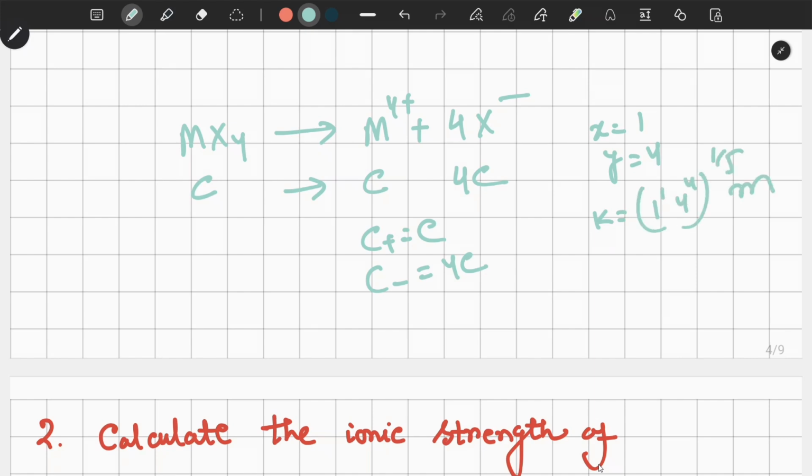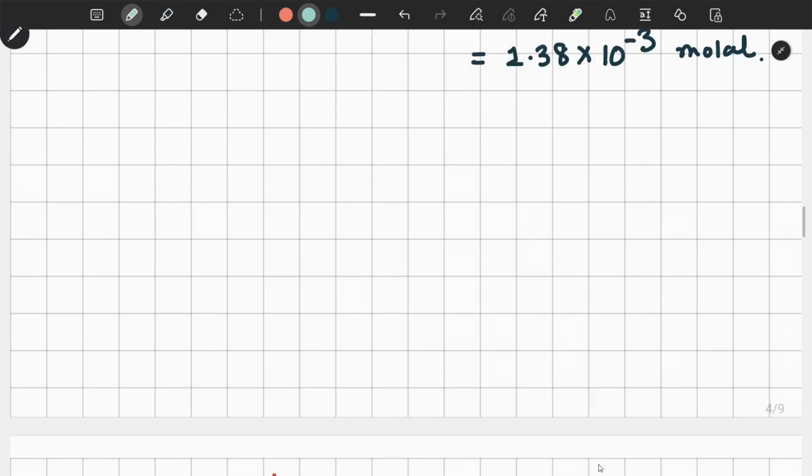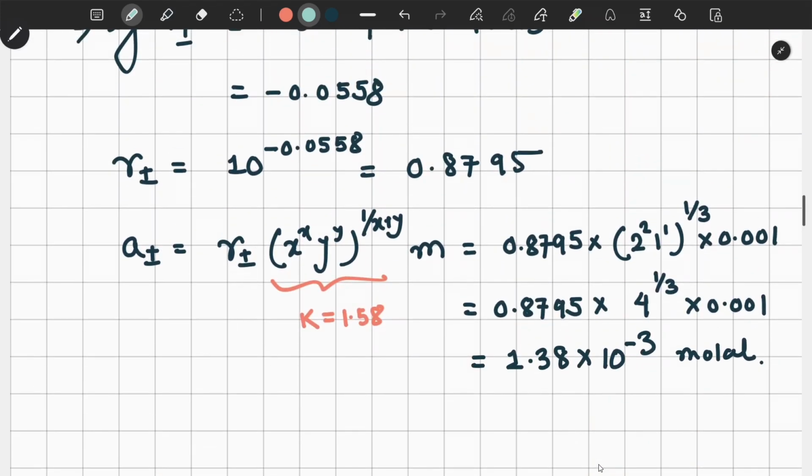Then here is molar. So this was gamma plus minus into 4 to the power 4 by 5 molar, something like that, if I remember. And molarity was given directly. It was a direct formula based question, not a numerical question, but this type of MX4 salt was given. So this type of question they asked.